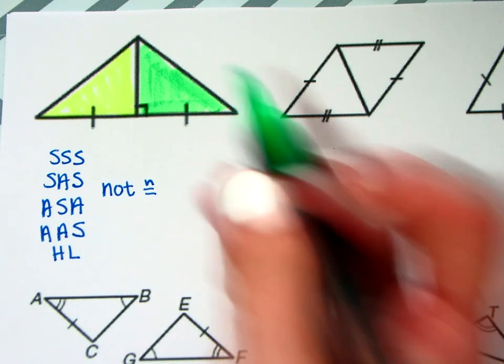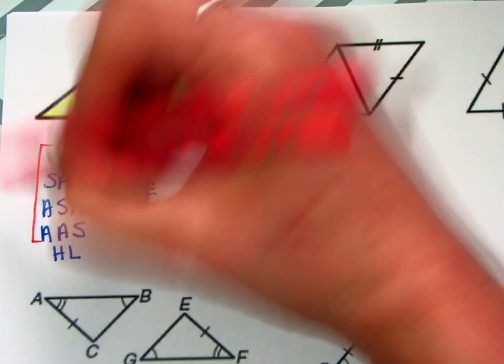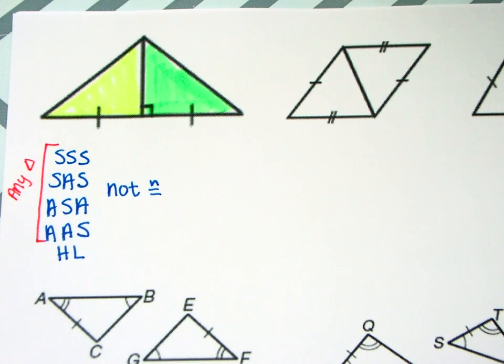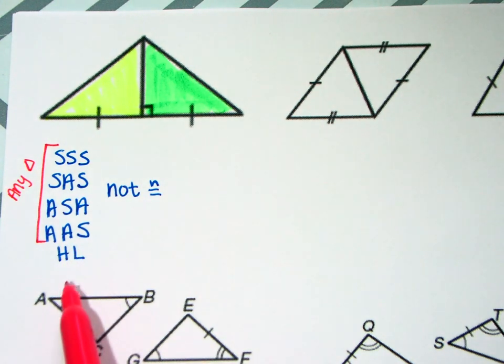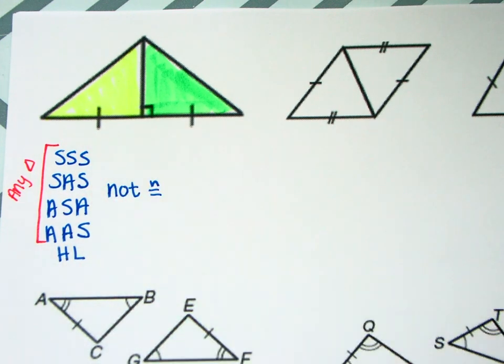Remember, the first 4 work on any type of triangle. Hypotenuse leg is only for right triangles. Now, that doesn't mean that I can't prove a right triangle congruent using angle, angle, side. It just means that I can only prove a right triangle with hypotenuse leg or any of these other options. Right triangles work for all of them. The other types are only the first 4.